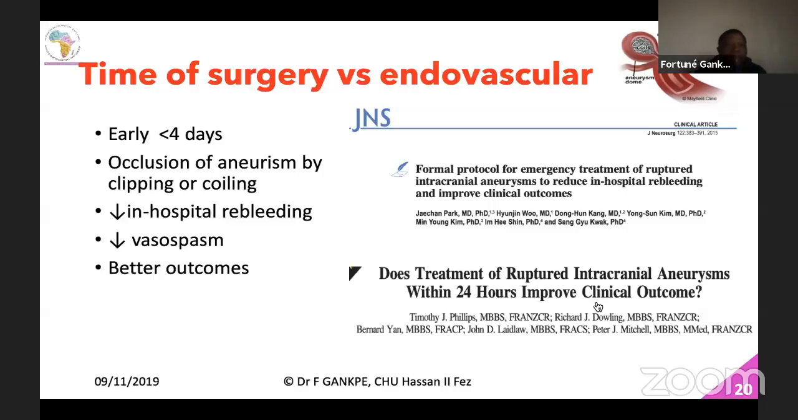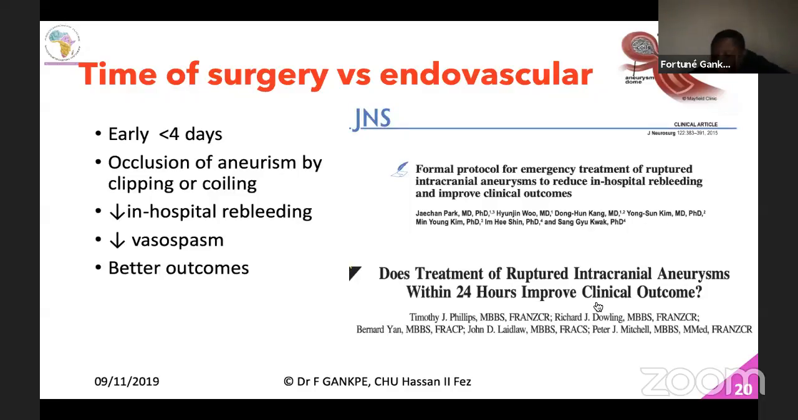What's the timing of surgery or endovascular method to treat the aneurysm? The timing of the aneurysm obliteration by surgical clip placement or coiling remains, I think, controversial in the literature and varies according to the individual institution.